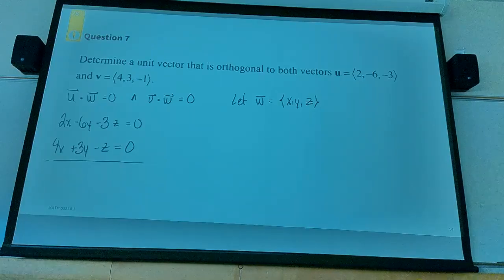If we do 2 times the second equation plus the first, that'll get rid of the y's. 10x, that's gone, minus 5z is 0. If we divide everything by 5, z would be 2x.